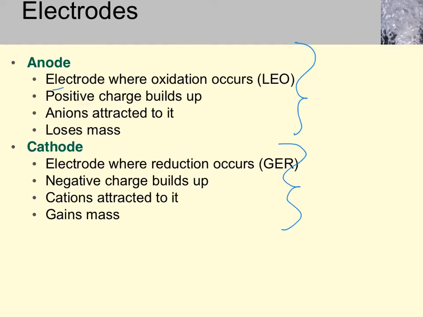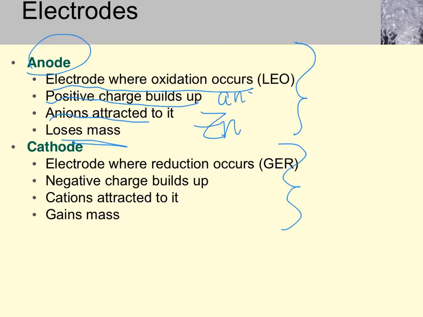The anode is the electrode where oxidation occurs. A positive charge builds up. Anions from the salt bridge are attracted to it. And the anode loses mass. What? Well, let's write what's going on at the anode. So, at the anode, if you go back and look at the image, it showed zinc giving away electrons to form the zinc cation.